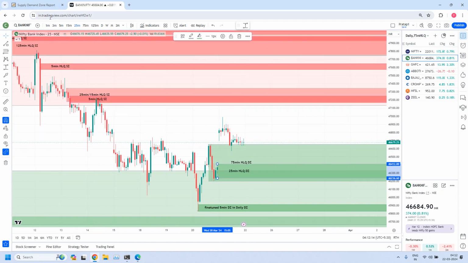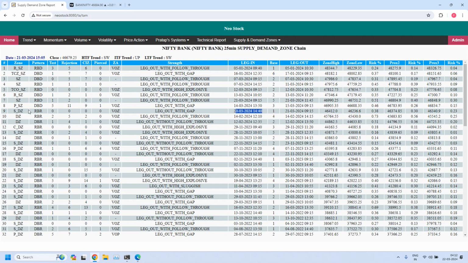Okay. Next, what else do we have? It created a supply zone today. Normal supply zone only. Already tested once, 2 rejections. Let us draw this for reference purpose. Inside, if any high liquidity zones at 15 minutes or 5 minutes are created, we will verify. For that reference, let me draw this.